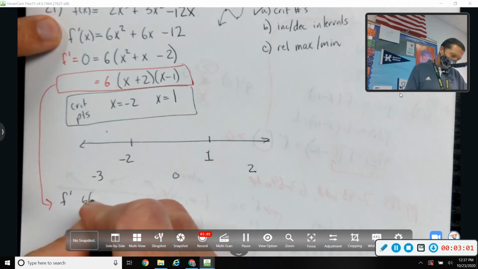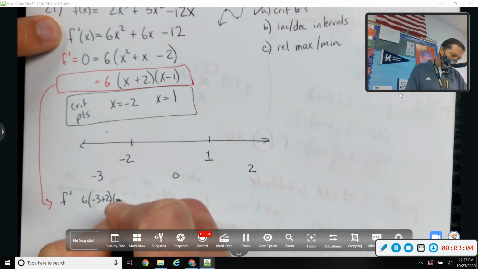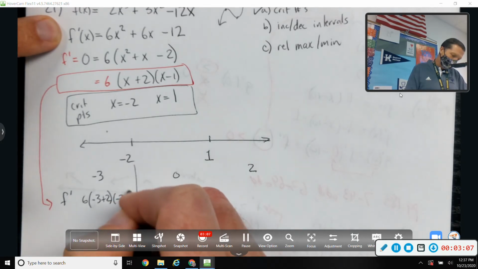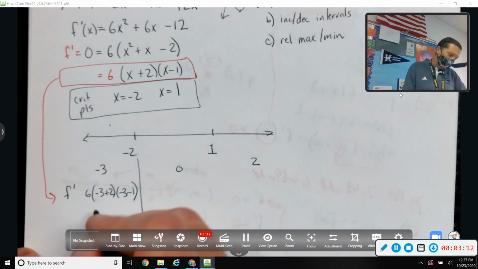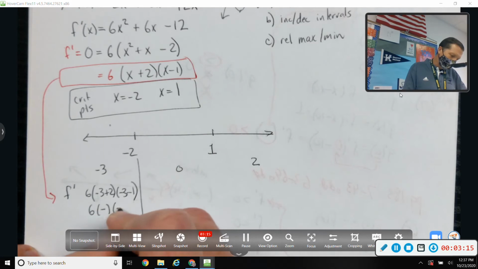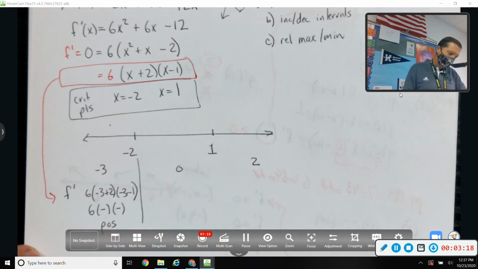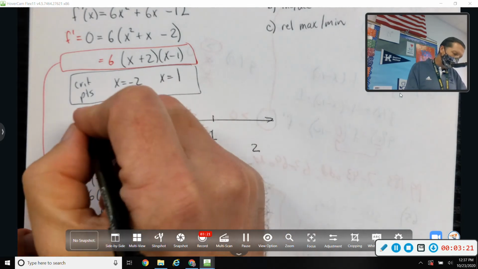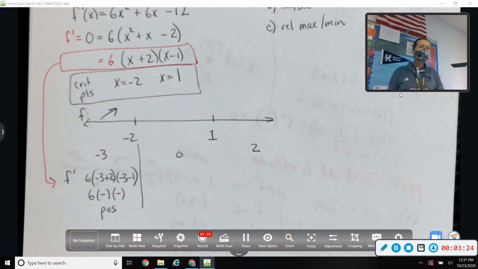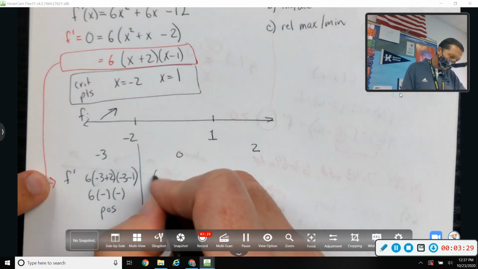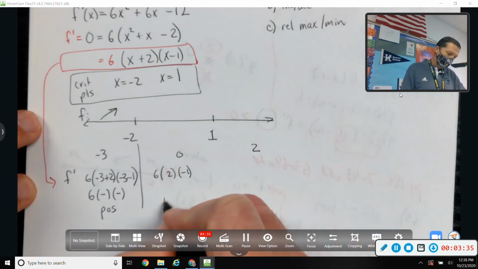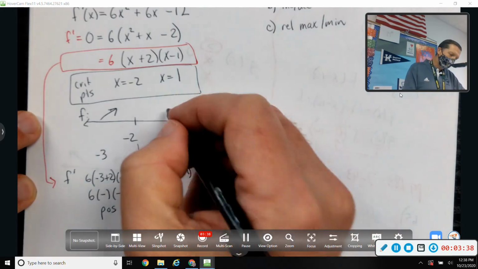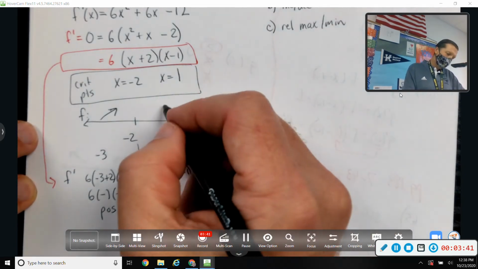So 6 times negative 3 plus 2 times negative 3 minus 1. Again, I don't really care about the numbers. I'm concerned more about positives and negatives. So 6 times negative times negative is positive. That means f is increasing. Plug in 0, get 6 times 2 times negative 1. That's negative. So if f prime is negative, f is decreasing.